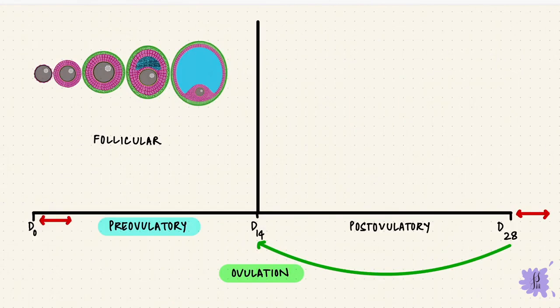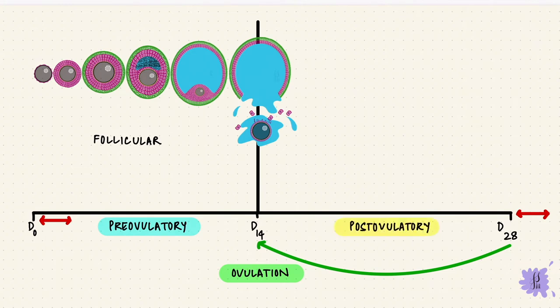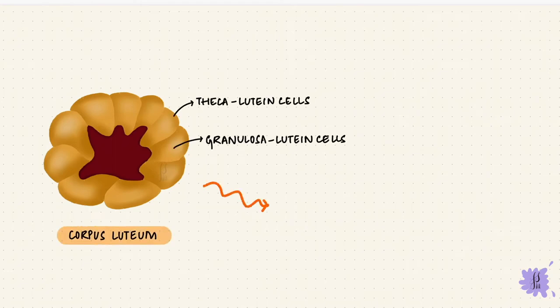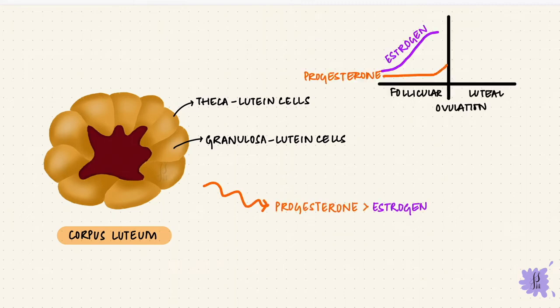At ovulation, the mature follicle ruptures and releases the oocyte. The remaining cells form the corpus luteum, with the granulosa lutein cells and the theca lutein cells. These cells have more lipid, and they synthesize more progesterone than estrogen. So in the luteal phase of the cycle, the progesterone levels are higher than estrogen.